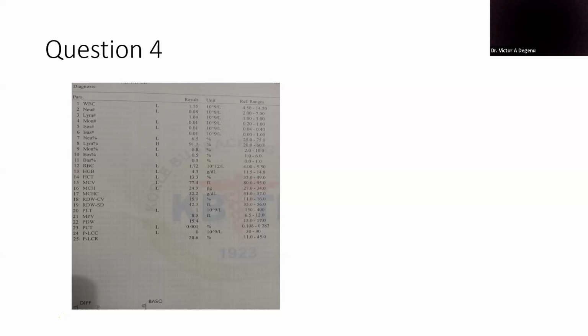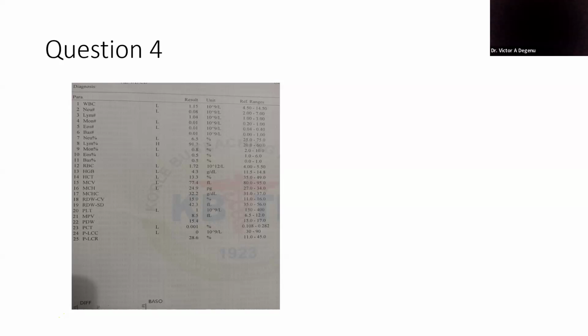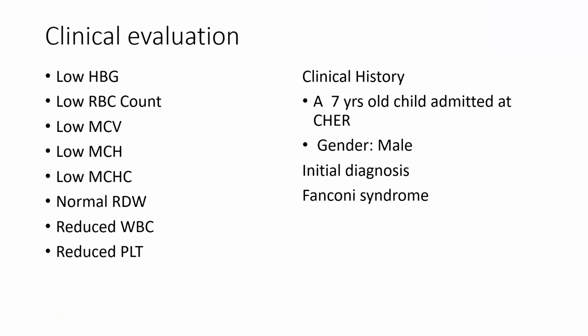Then we have platelet, which is a single one. And then all the RBC indices are all low, except MCHC and RDW. Okay. So let's go. Okay, so with this one, yeah, this one we saw.